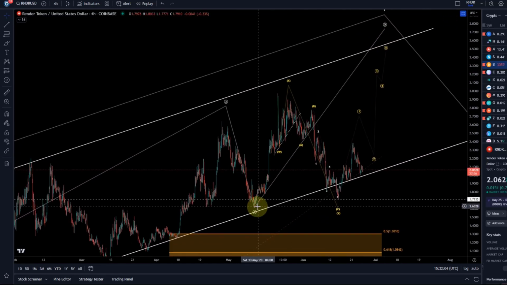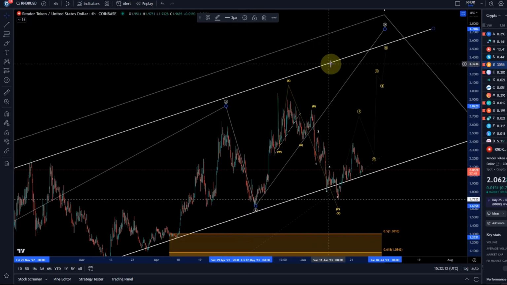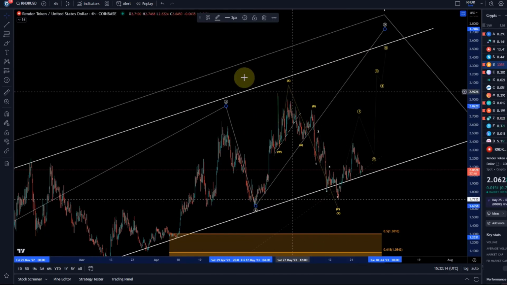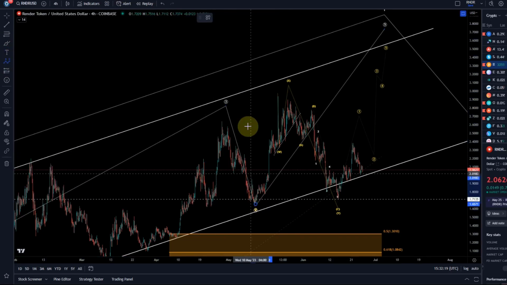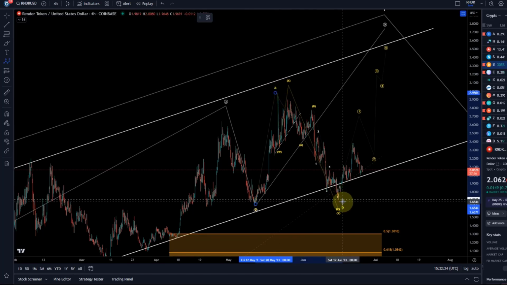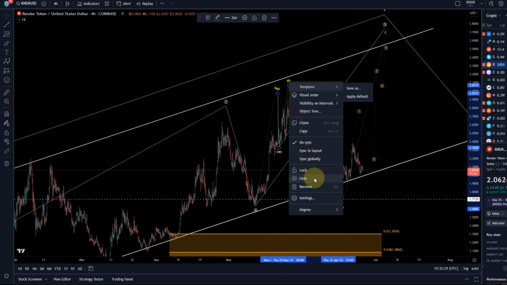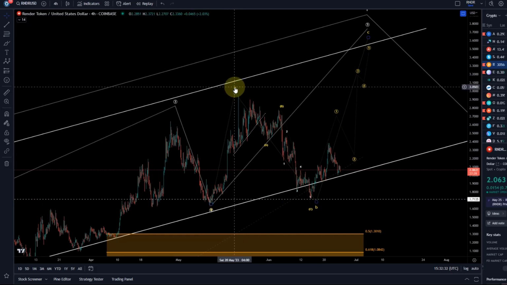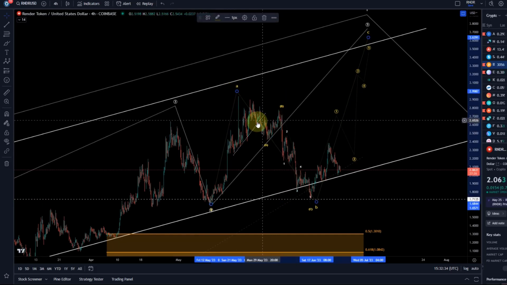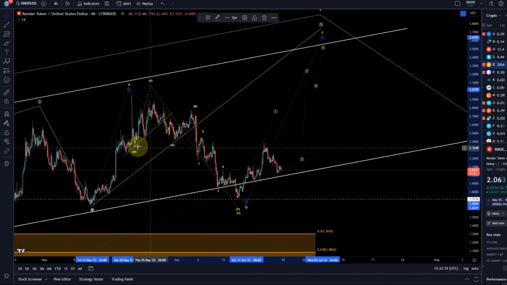So if we look at this wave count, we can say that wave 4 bottomed here on the 12th of May. I deleted for some reason these sub-waves here. Let me just add them again. This would be an A wave to that high, which was made on Sunday, the 21st of May. The B wave down and the C wave to the upside could be unfolding now. Okay, now there you go.